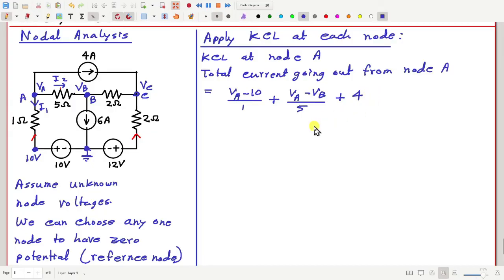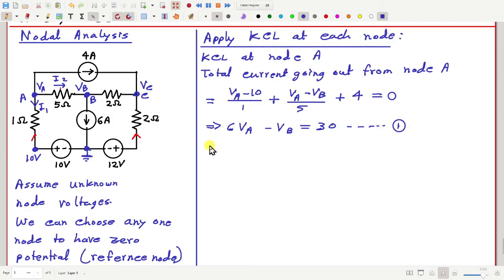Sir, if we consider it going out, then we should, yes. Okay, fine. So this is what we should have. Now, if you simplify this equation, you will get, please check, I think 6 VA, 1 VB, and then we will have right side 30. Please check. Call this equation number 1.